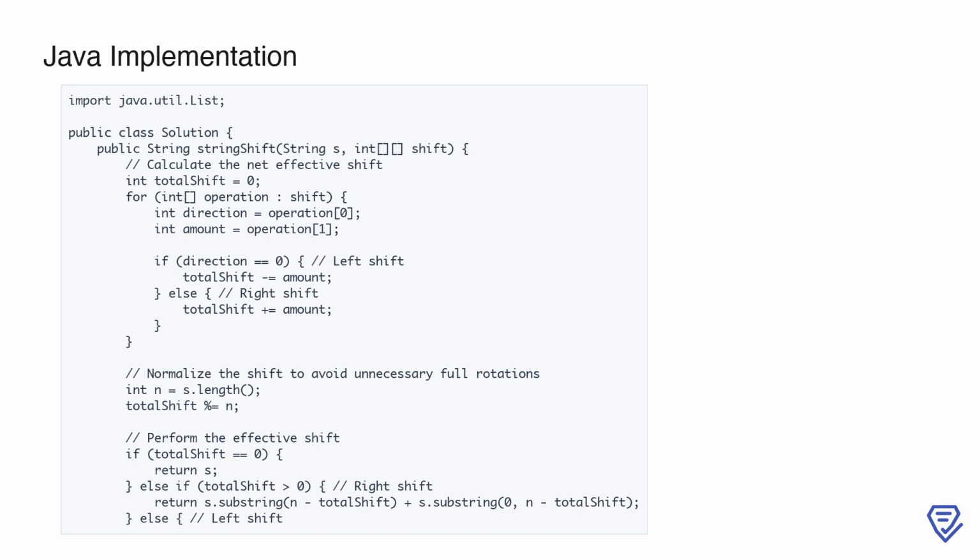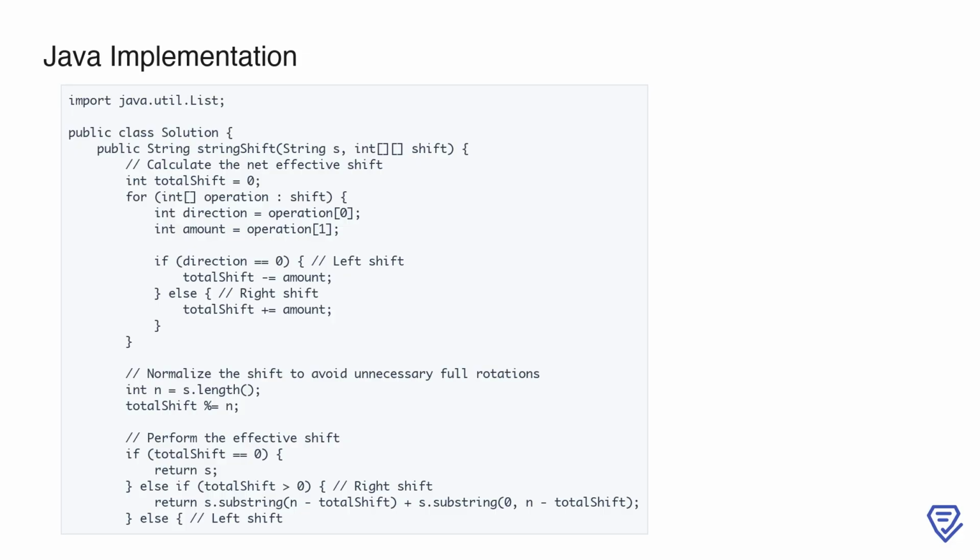Each operation contains two values, direction and amount. If the direction is 0, it means we need to perform a left shift, so we subtract the amount from totalShift. If the direction is 1, it indicates a right shift, and we add the amount to totalShift. After processing all the operations, we normalize totalShift by taking its modulo with the length of the string n. This step ensures that we avoid unnecessary full rotations, as a shift by the length of the string or any multiple of it results in no change.